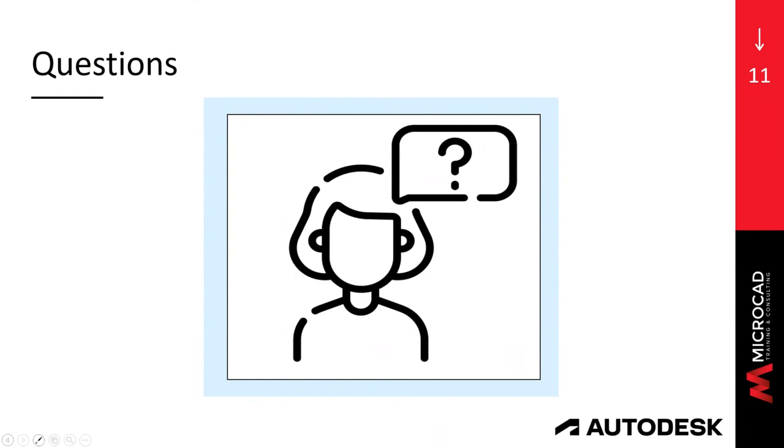Got it. Okay, let's move to the next question. It says, can you add or change project base point and survey point after a building model has been created by the architects?